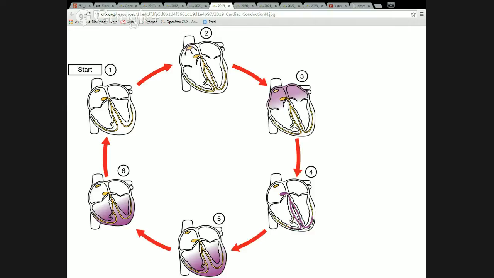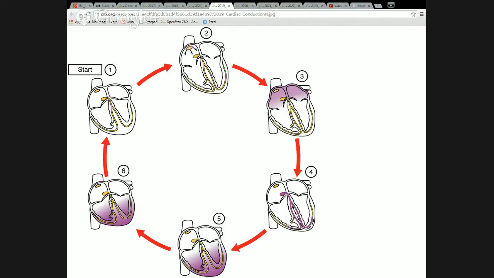The point there is, since the bundle branches go down to the apex and then curve up into the wall on either side, depolarization starts at the apex and then spreads up from that point towards the top of the ventricles, which is where the semilunar valves are located. So as the ventricles contract, they pump the blood up towards the valves where they're going to eject the blood. Sort of like you would squeeze toothpaste from the bottom of the tube towards the top where the opening is. Same thing's going to happen here.